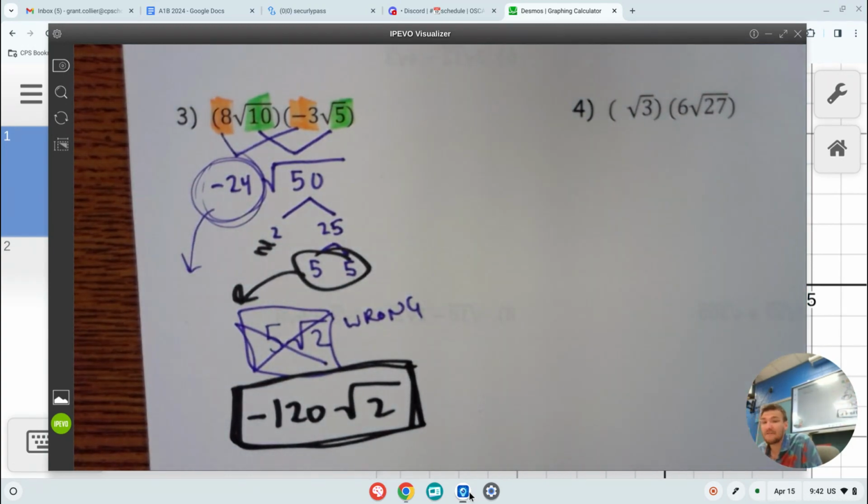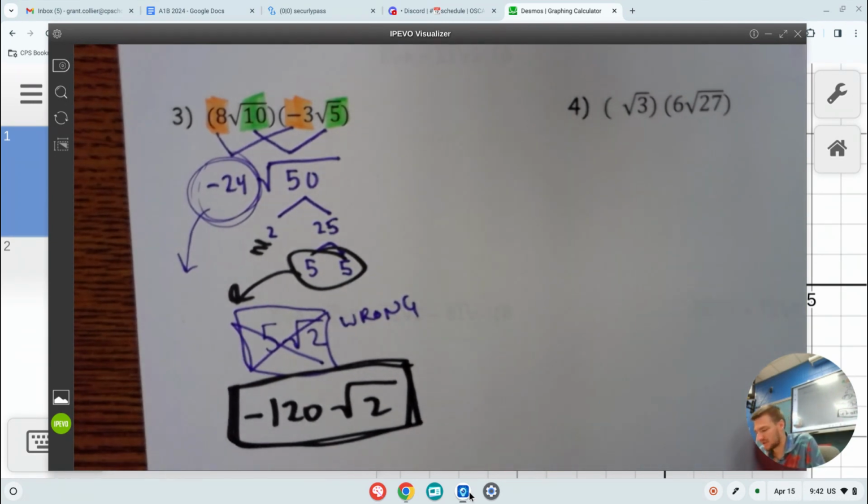If you want to check if you're right or not, check. We're just going to keep moving. Trust the teacher on this one, I guess.